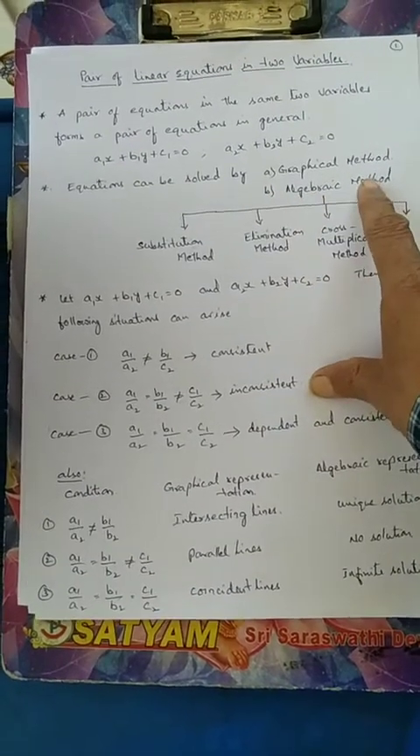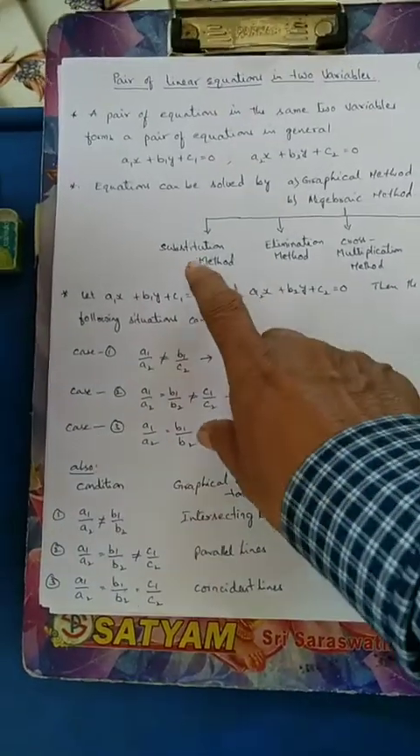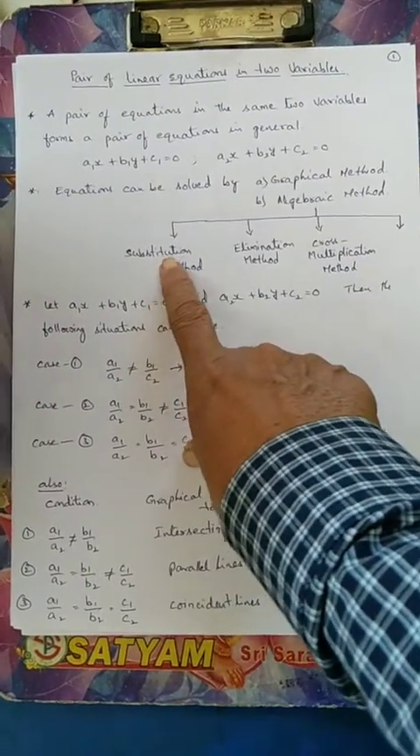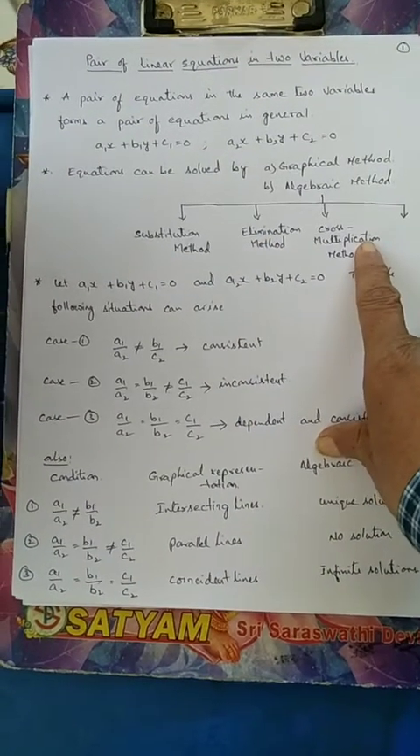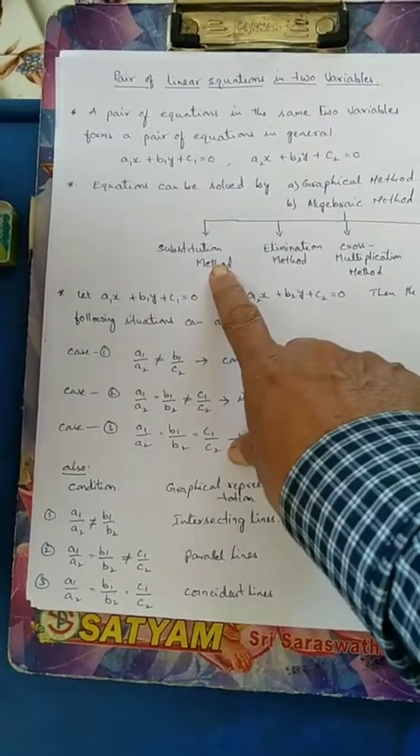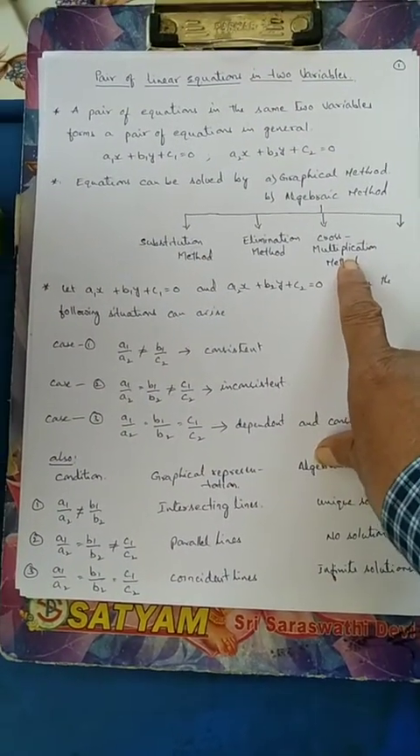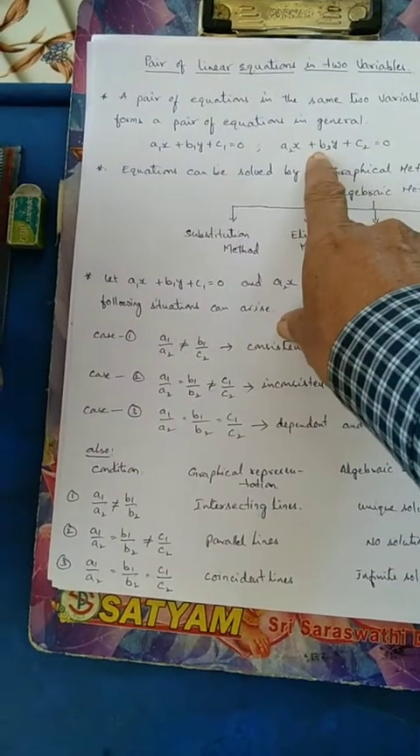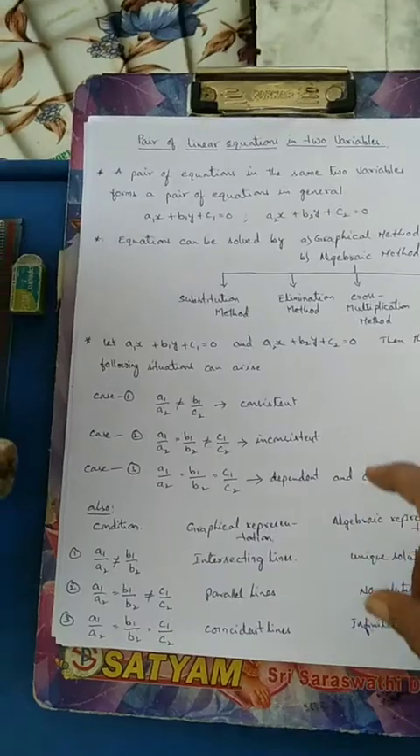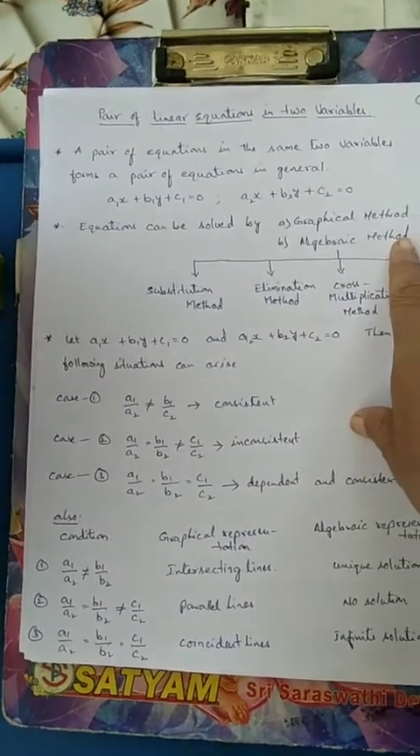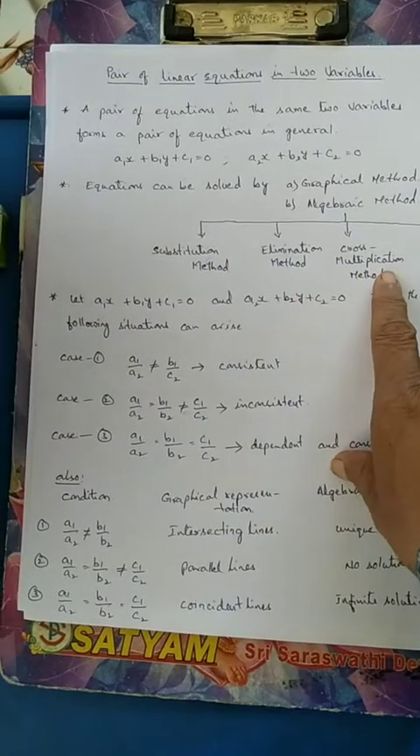Now in algebraic method, again we have three methods to solve the equations. One is called substitution method, second is called elimination method, and the third one is called cross multiplication method. To solve this pair of linear equations in two variables, we can solve algebraically in three ways. They are substitution method, elimination method, and cross multiplication method.